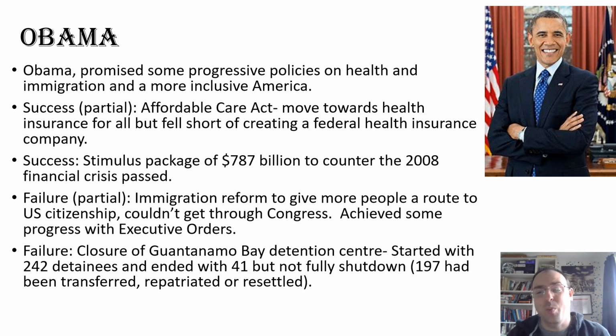A failure, albeit a partial one, was on immigration reform. He wanted to give people more routes into US citizenship, particularly undocumented migrants and illegal migrants who had been in the US for long periods of time. He couldn't get this through Congress effectively, so he achieved some of it through executive orders.